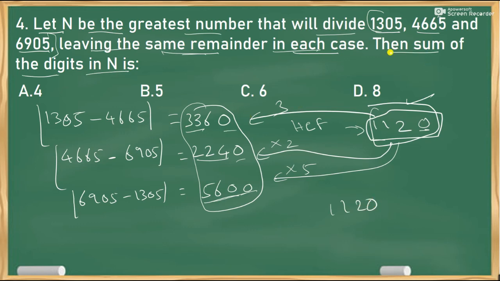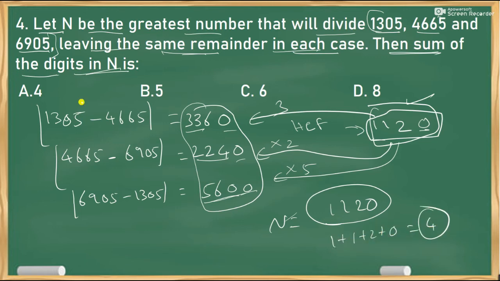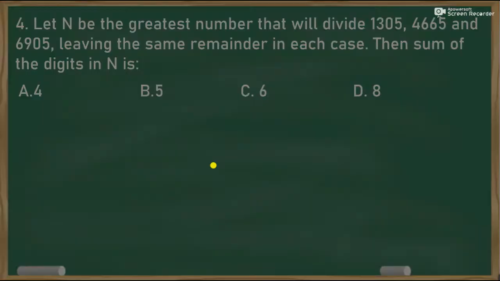But the question they are asking is the sum of the digits in n. Okay, this is n. So you have to find the digital sum. So that is 1 plus 1 plus 2 plus 0. So the answer is 4. Got the point? So hope everybody is clear with this question. Clear? Okay, good. So let us go for the next question.